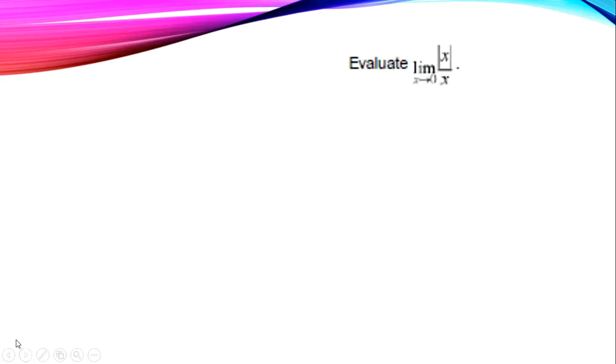Evaluate the limit as x approaches 0. Again, when I plug this one in, right away I get undefined. And there's not much we can do algebraically. We can't simplify this any further. So another thing you can do is graph it.